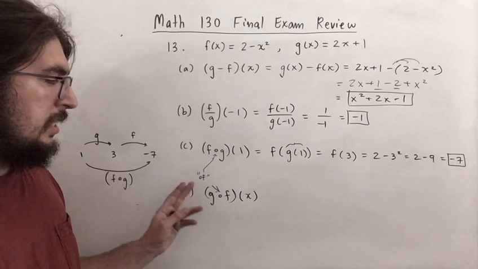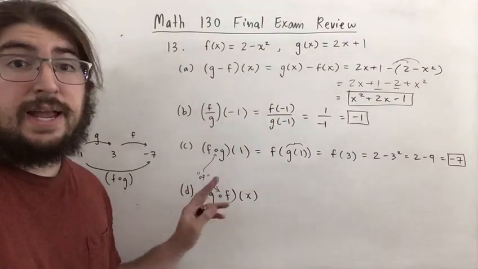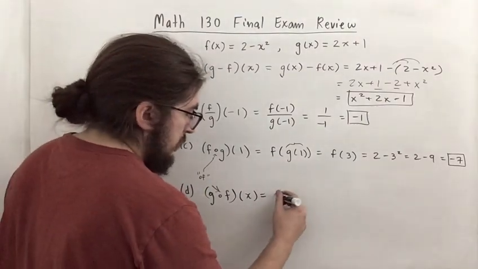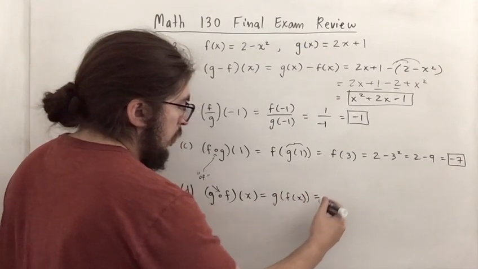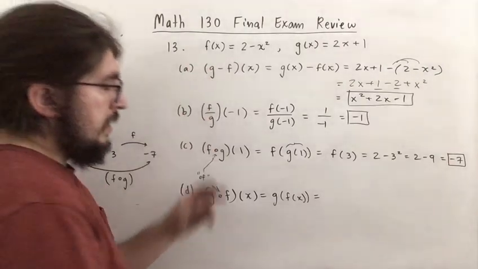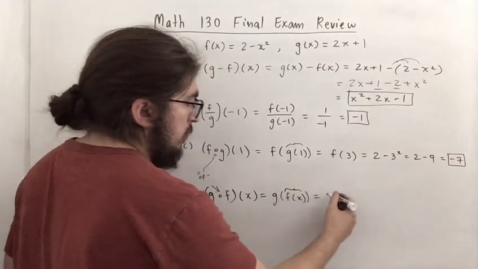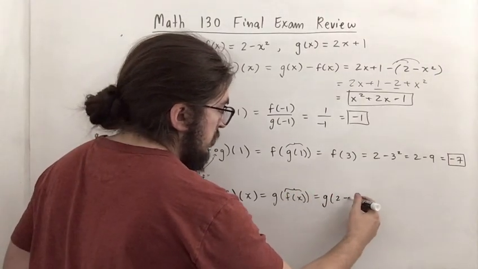So now here it's something similar, but this is g of f and it's of x, not of a number. So this is g of f of x. So let's see, how does this work? Well, f of x, the inside, is 2 minus x squared. So it's g of 2 minus x squared.